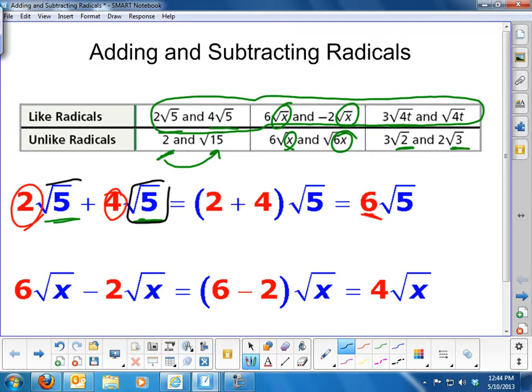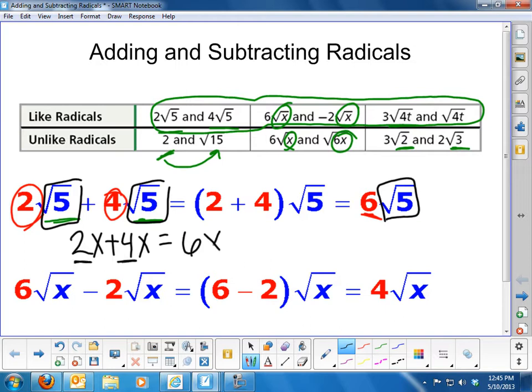So this square root of 5, it doesn't become square root of 10. You don't do anything with it. You just keep it exactly the same. This is the exact same idea as if you have 2x plus 4x. What did we do when that happens? We just combined the coefficients and we kept the variable the same. We're doing the same exact thing here.